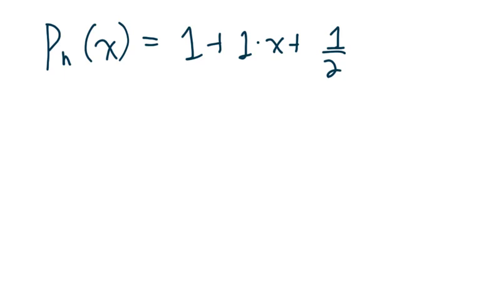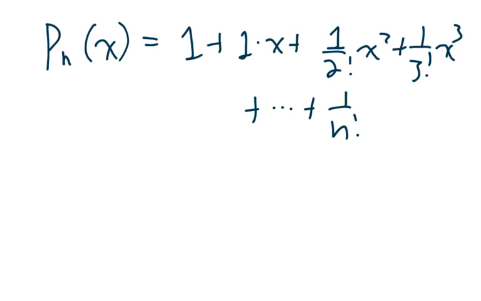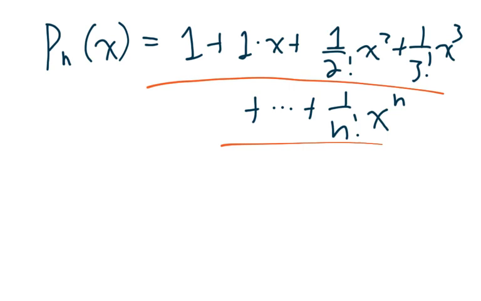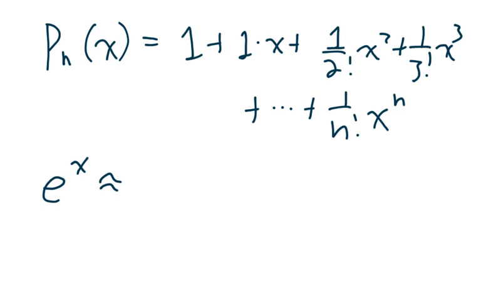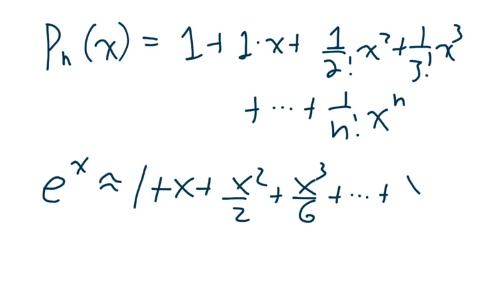So the nth Maclaurin polynomial is 1 plus 1 times x plus 1 over 2 factorial times x squared plus 1 over 3 factorial times x cubed plus dot dot dot plus 1 over n factorial times x to the nth. Okay, what a beautifully simple expression that is. So we're doing an nth order approximation to e to the x, right? So the exponential function, e to the x, is approximately equal to 1 plus x plus x squared over 2 plus x cubed over 6 plus dot dot dot plus x to the n over n factorial.